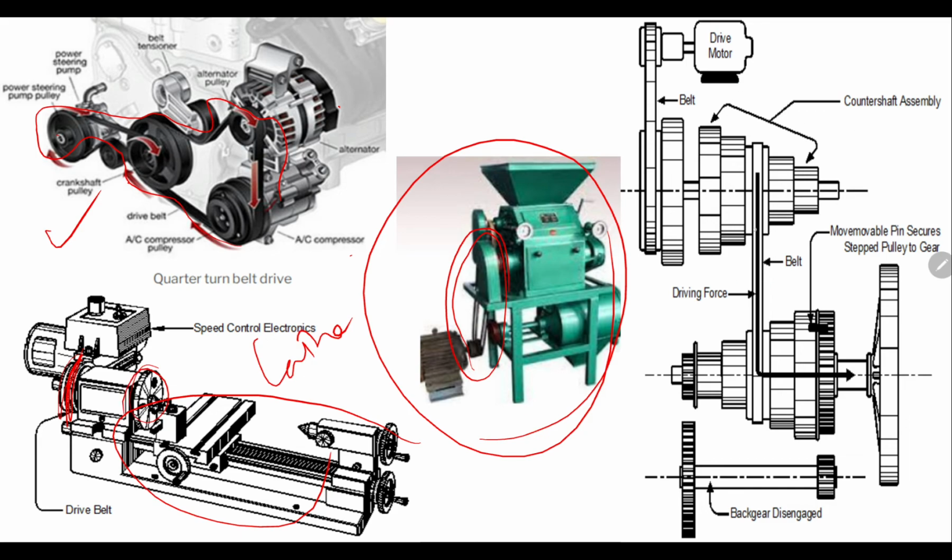After that, the same thing is elaborated here in this sketch, how this belt drive transmits the power from the drive motor to this pulley. Here you will see the location of this belt on different counter shaft assemblies, and we will get the power at the end from this drive motor.